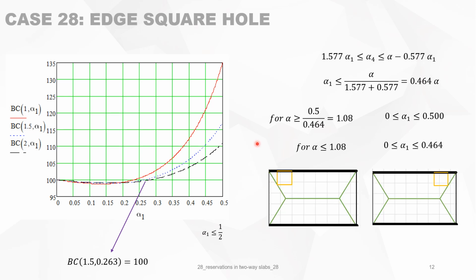So this means that, for instance, for the red curve, alpha is 1, then you see, because alpha is smaller than 1.08, that alpha 1 is now limited to 0.464, otherwise this cannot be fulfilled. So it means that this red curve is not valid in this portion where alpha 1 is bigger than 0.46.